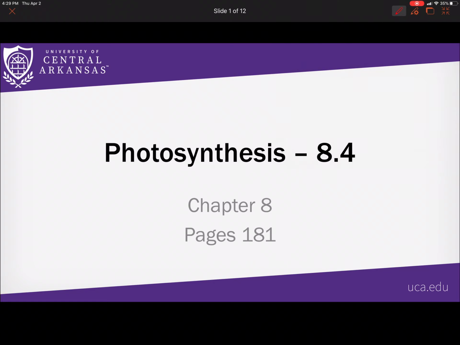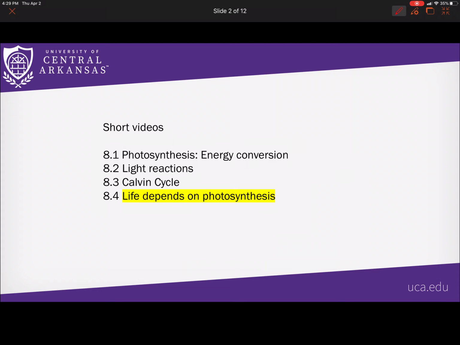So this is the last section of photosynthesis, which is 8.4, only one page, page 181. And this is about understanding what happens to the product of photosynthesis, which is the G3P.